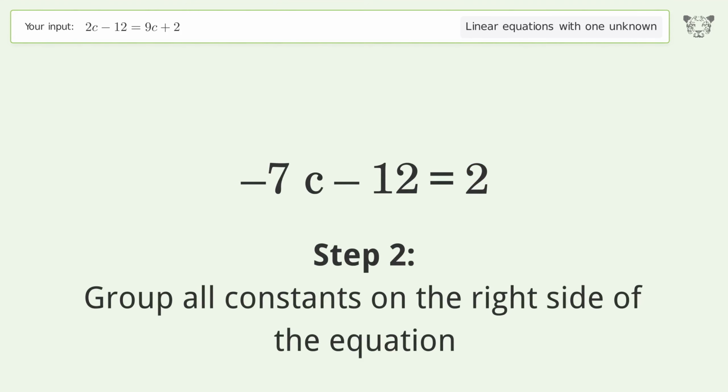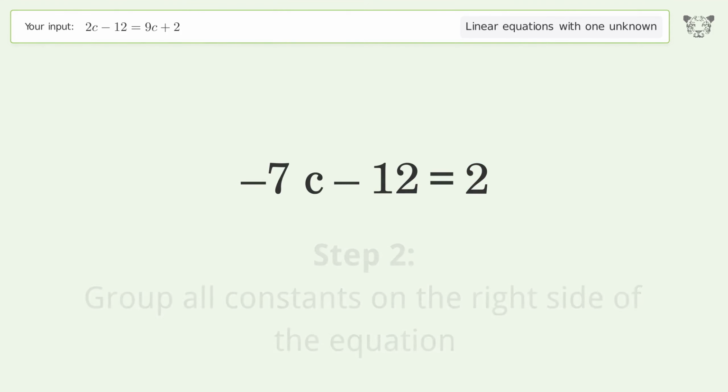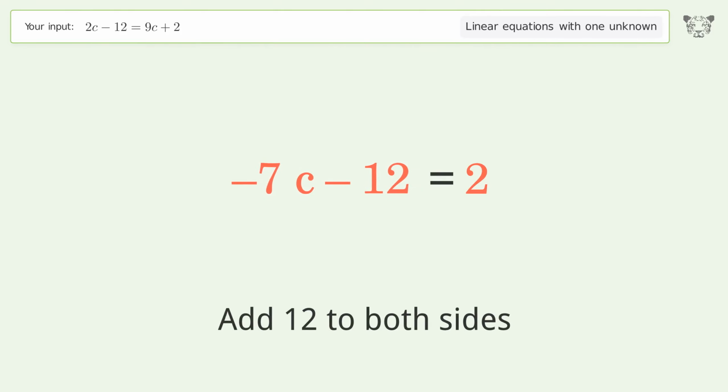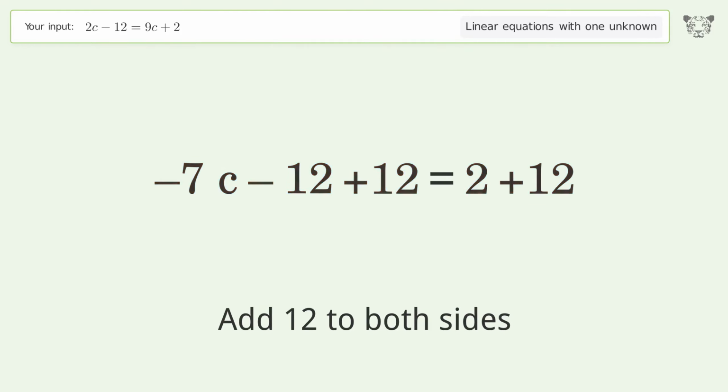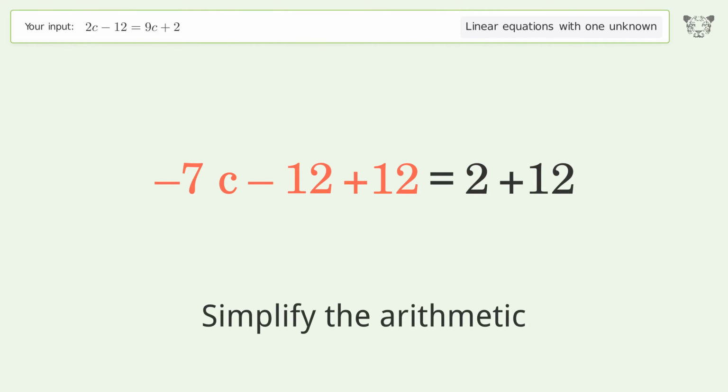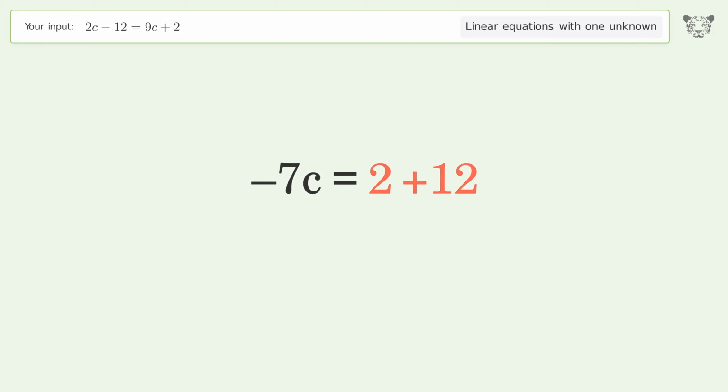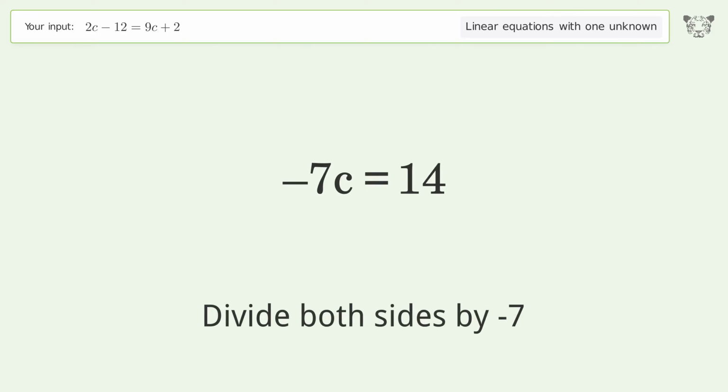Group all constants on the right side of the equation. Add 12 to both sides. Simplify the arithmetic. Isolate the c. Divide both sides by -7.